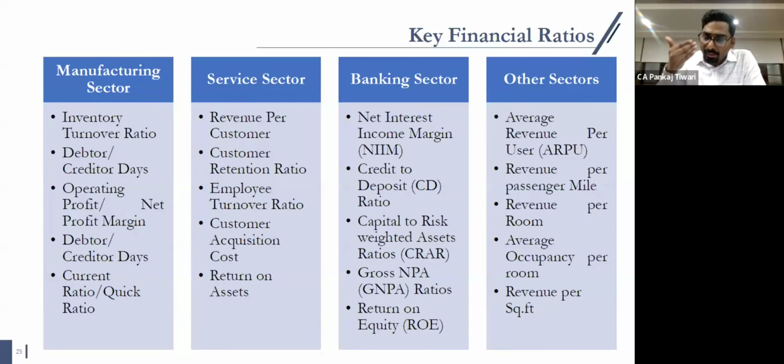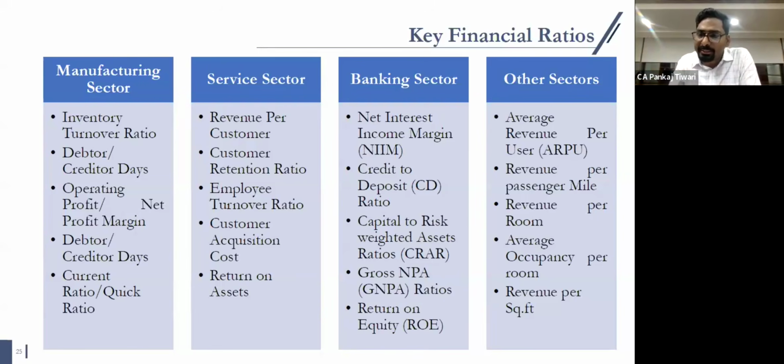So if I've taken 100 rupees deposit from a particular depositor, and I have given 80 rupees to the borrower, then I have a very stable credit to deposit ratio. CRAR, which is nothing but the capital adequacy ratio, shows how well a bank is capitalized, which is reflected in its CRAR ratio.